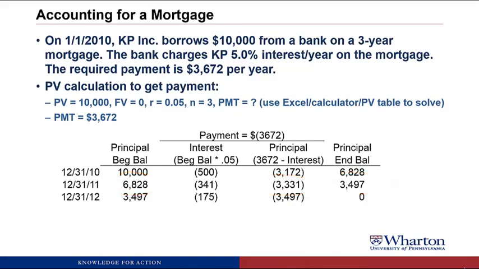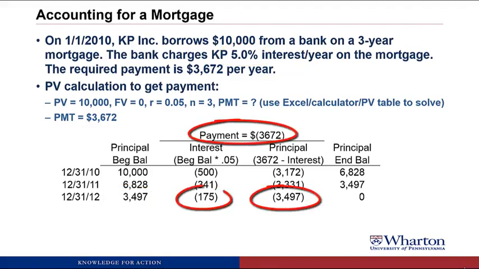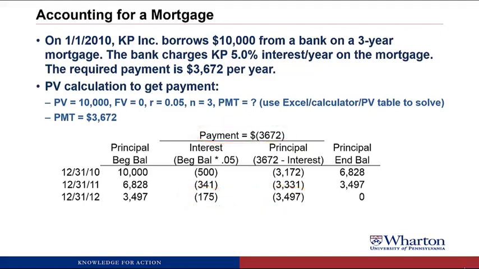And then we get to December 31, 2012, which is the end of the mortgage. So coming in, the balance is $34.97. The interest portion is $34.97 times 5%, or $175. So we're making the same payment of $36.72, which means that the principal portion is $34.97. $36.72 minus $175. And voila, that's exactly how much principal we owe. So after we make the last payment, the principal balance is zero.